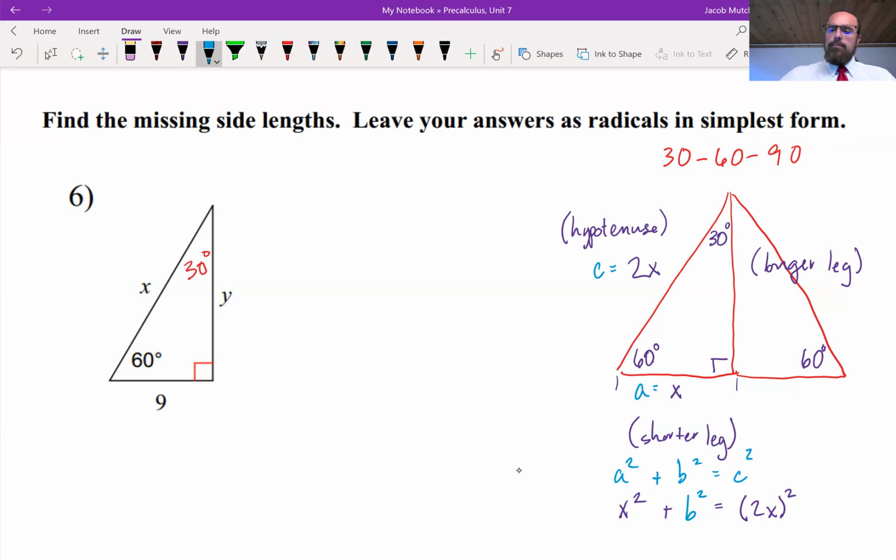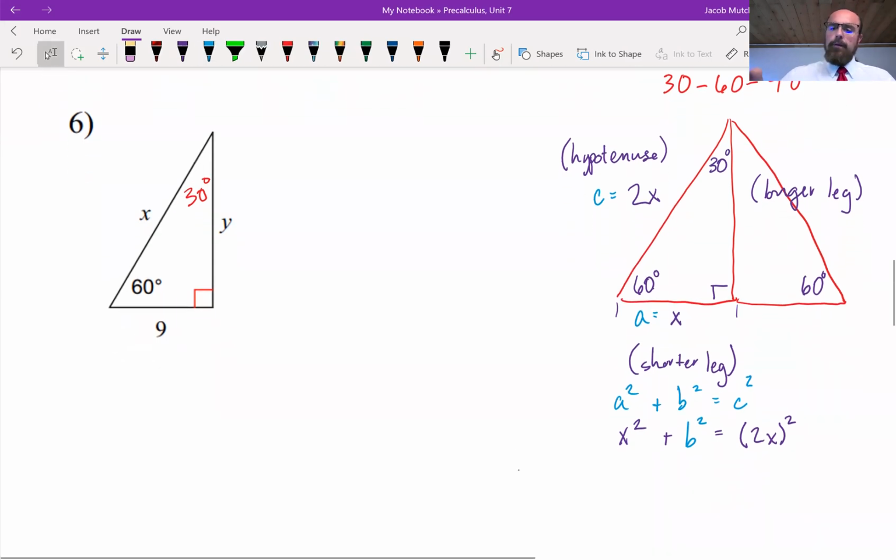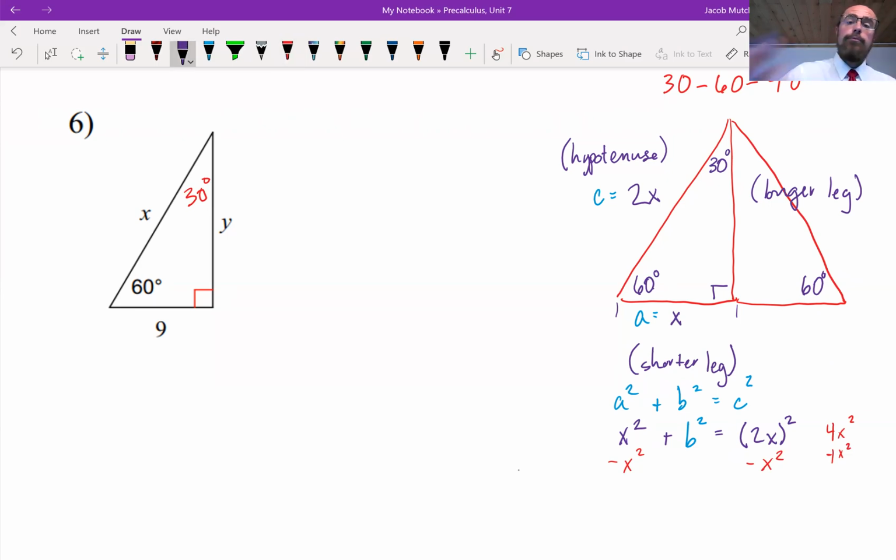So I need to make some simplifications here. I'm going to start off by subtracting X squared from the left and from the right. Now I need to square that out on the left. 2X squared is going to be equivalent to 4X squared. So if I'm taking 4X squared and subtracting 1X squared, the result there on the right is going to be 3X squared.